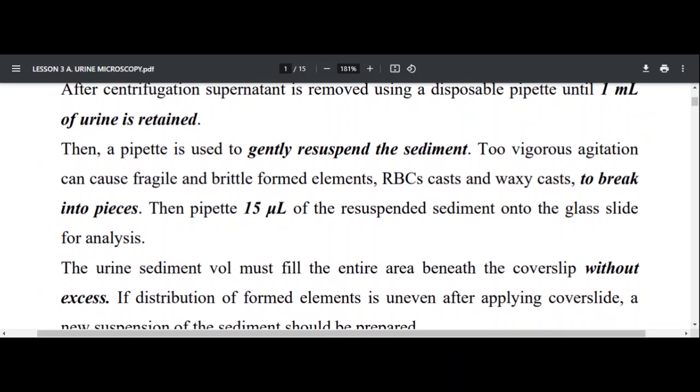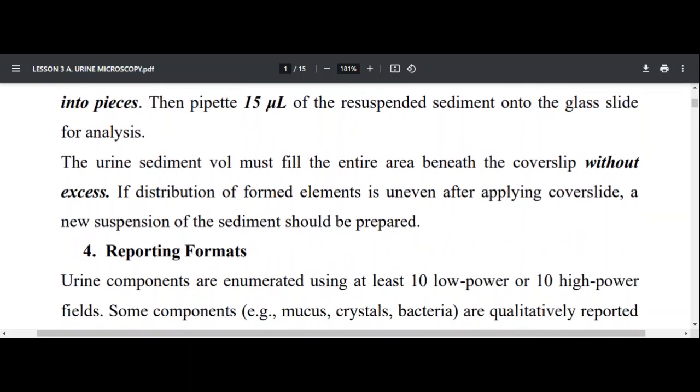Then you pipette around a drop. It's just one drop, 15 microliters, of the suspended sediment onto a glass slide for analysis. For microscopy, the urine sediment volume must fill the entire area beneath the cover slip without excess. If the distribution of formed elements is uneven after applying the cover slip, a new suspension of the sediment must be prepared.